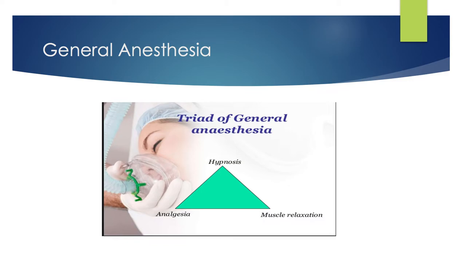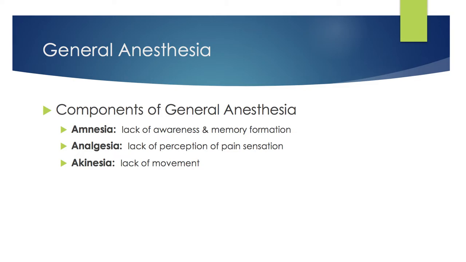First and foremost, we need to define what exactly is general anesthesia. General anesthesia has been described as a combination of hypnosis, analgesia, and muscle relaxation. This is often referred to as the triad of general anesthesia. To put it another way, the components of general anesthesia include amnesia, analgesia, and akinesia. In other words, a lack of awareness, a lack of pain, and a lack of movement.